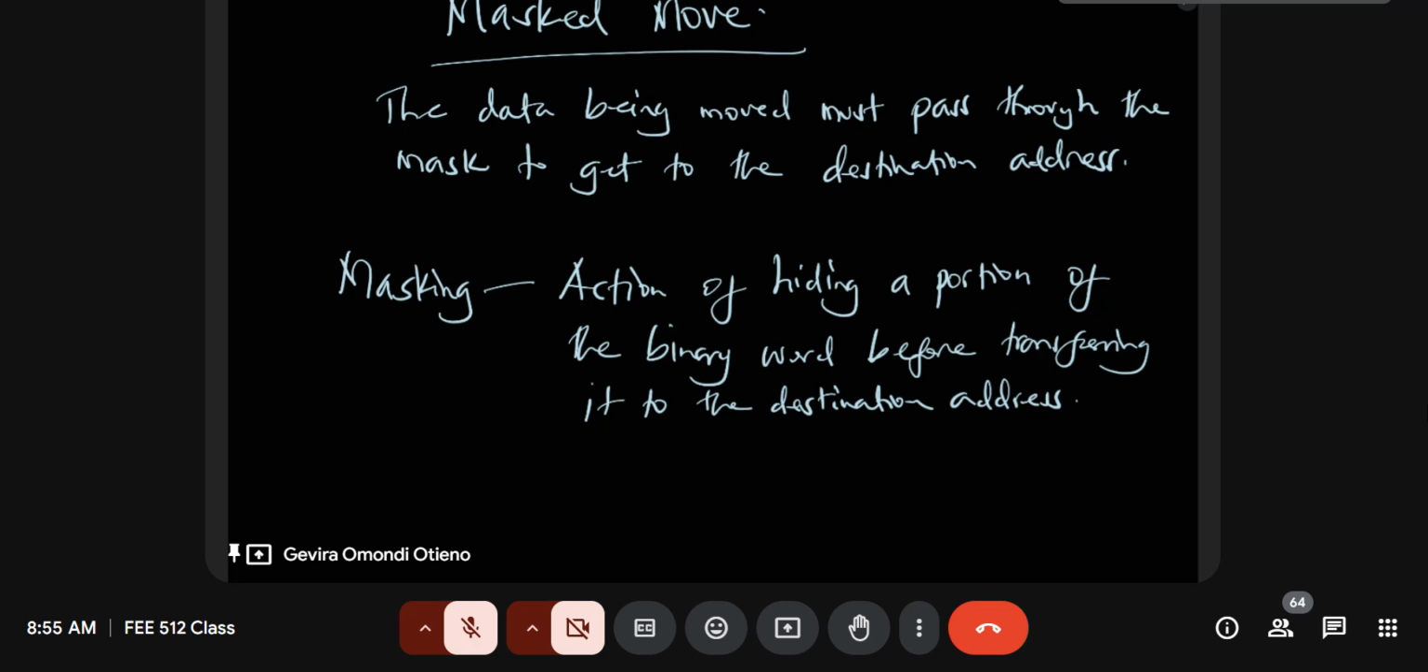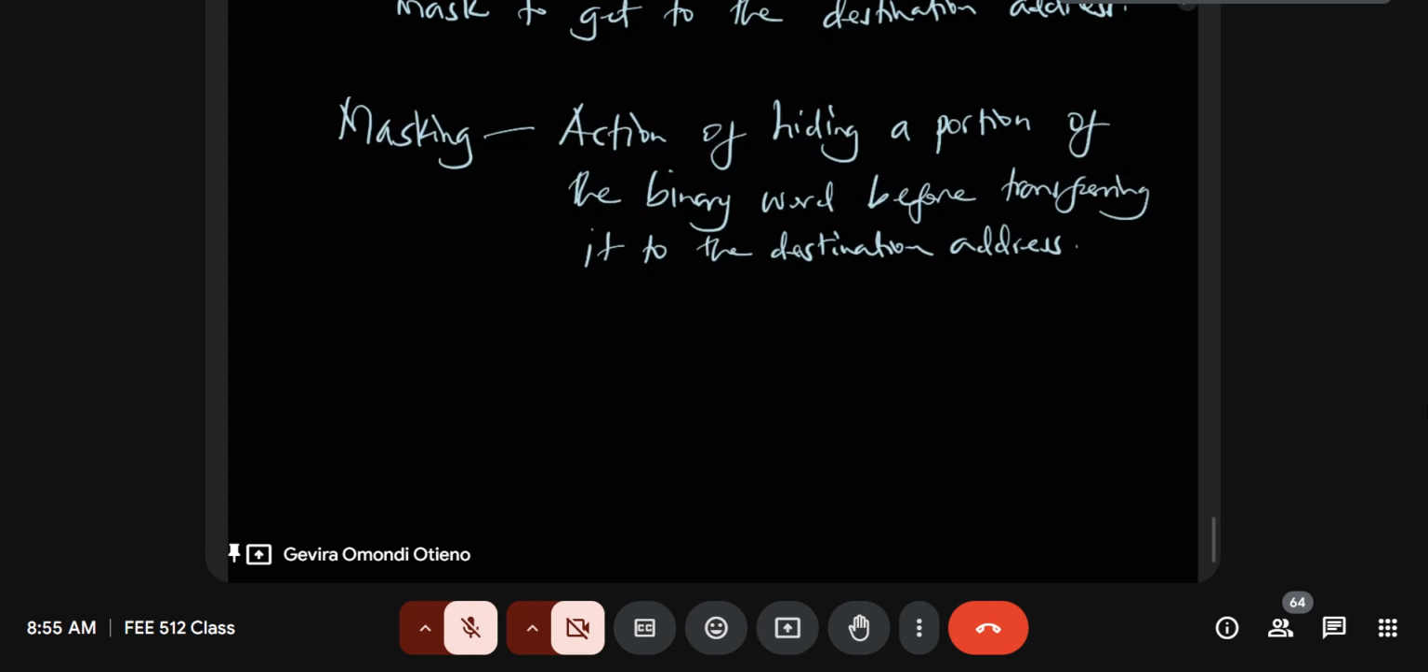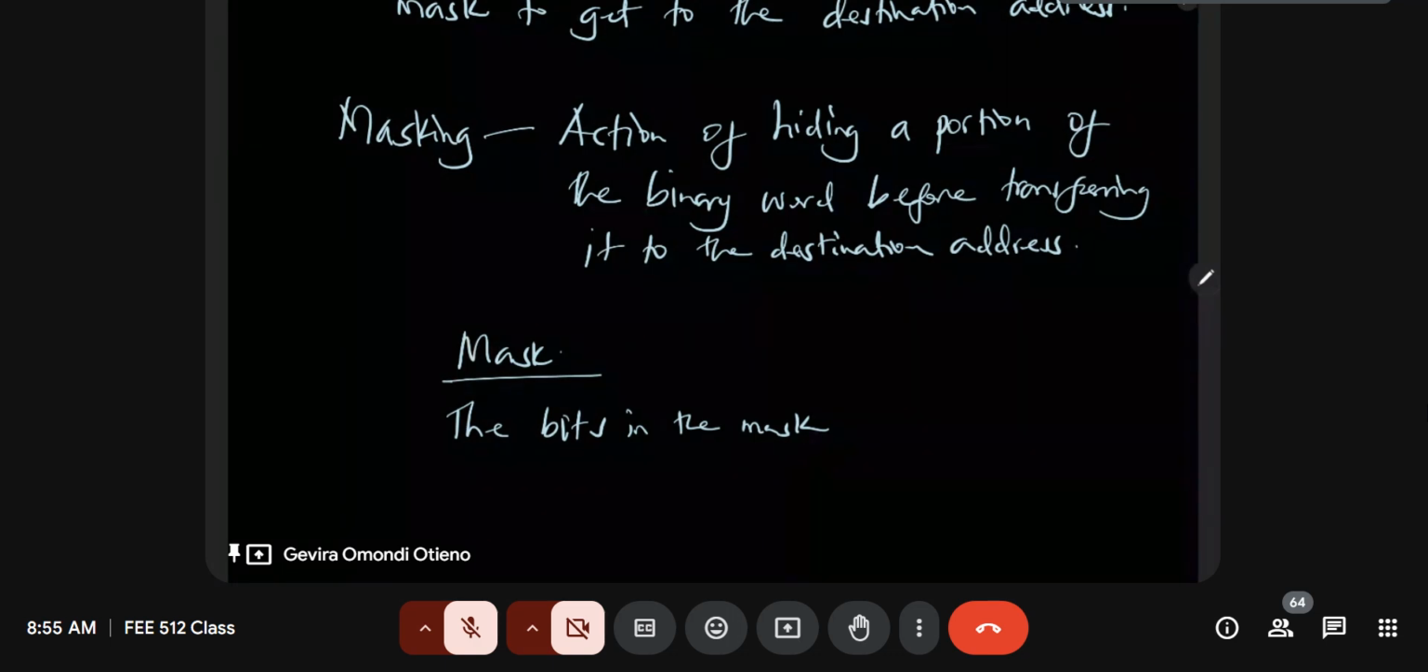Now, how do we do the filtering? Because a masked move is a conditional. There are conditions that must be met. So how do you filter that information? For the mask, the conditions are very simple. The bits in the mask, because the mask is also a memory address. Please remember that. The mask is also a memory address with bits in it.